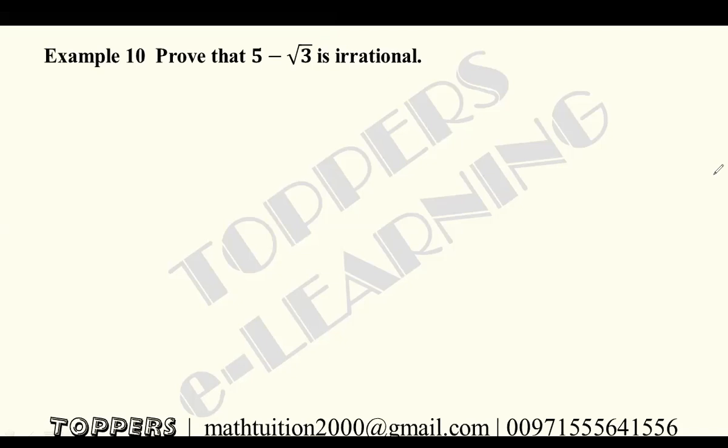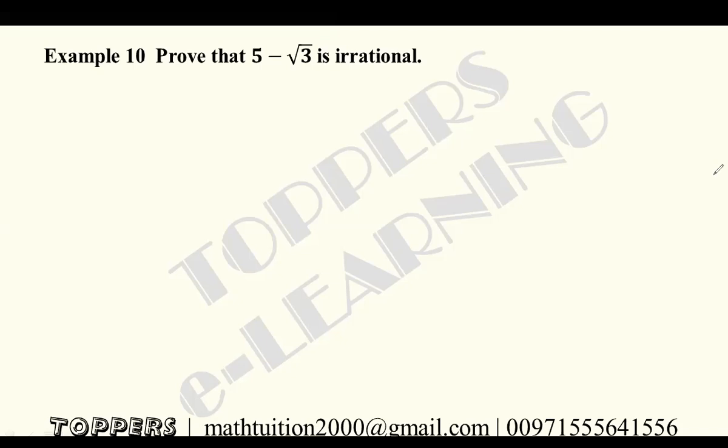As we discussed in the previous classes, we have to use the contradictory method, proof by contradiction. So we will start with a wrong assumption, that 5 minus root 3 is rational. Then we will write 5 minus root 3 in its standard form.